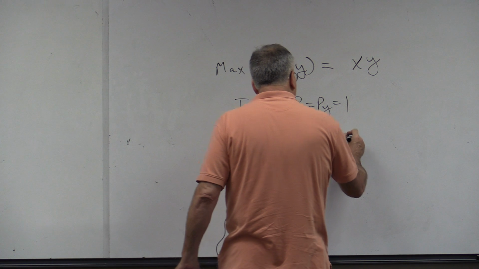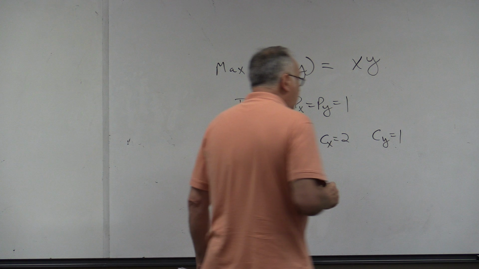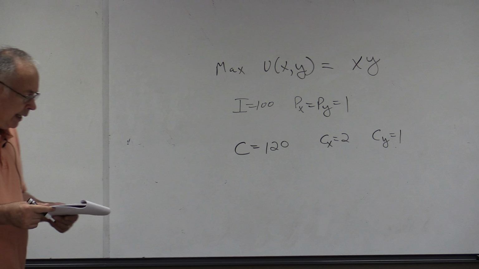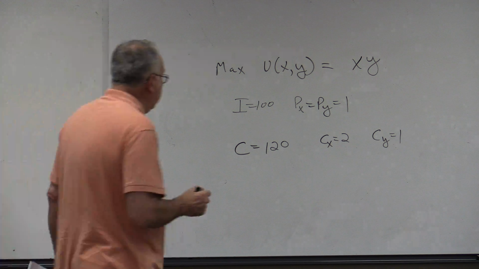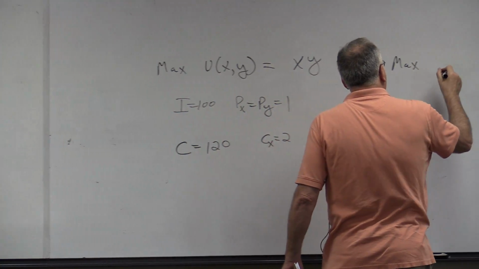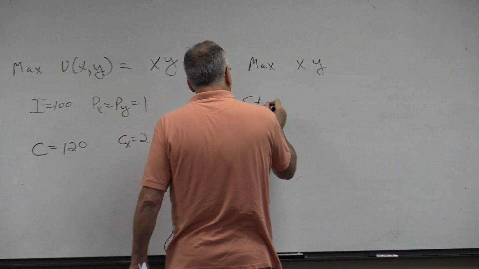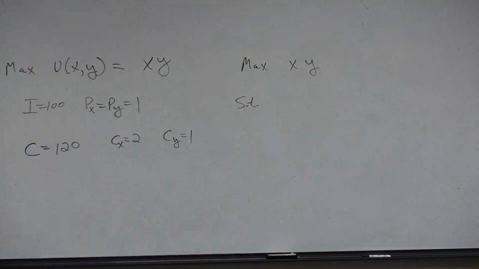2 coupons. Each unit of good Y costs 1 coupon. So those are the coupon prices. Now, maximize utility subject to these 2 constraints. Let me write it out. Subject to, what would the 2 constraints be? How would you write the income constraint?